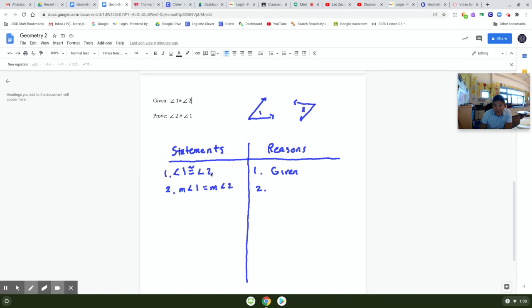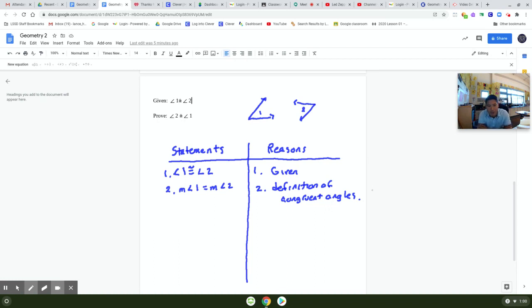So by the definition of congruent angles, if two angles are congruent, then their measures are equal. That means you can go from statement 1 to statement 2. The definition of congruent angles, that's the reason that the two measures are equal. You could also just say definition of congruence. I'm going to be as specific as possible. Definition of congruent angles.